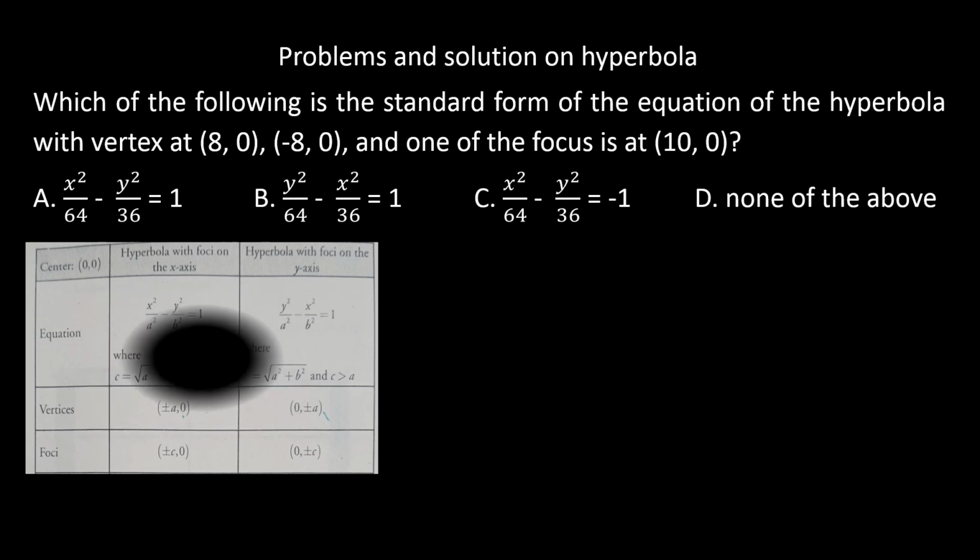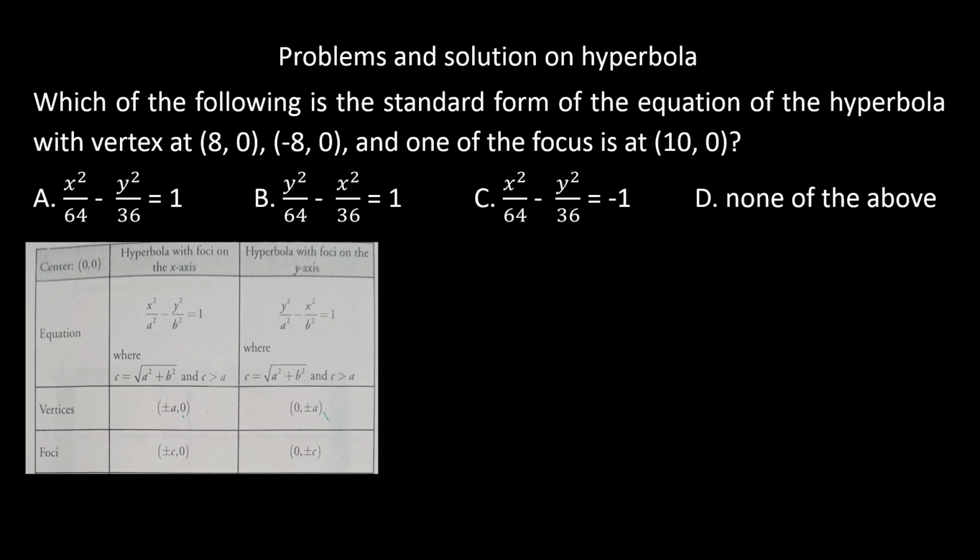We will directly proceed to the table of properties of hyperbola. Because each given point has one coordinate equal to 0, obviously the center is at point (0, 0). We have the vertices at (8, 0) and (-8, 0). In the table of properties, the first one has vertices plus or minus a and 0, with the x-term first, and that satisfies this given problem.